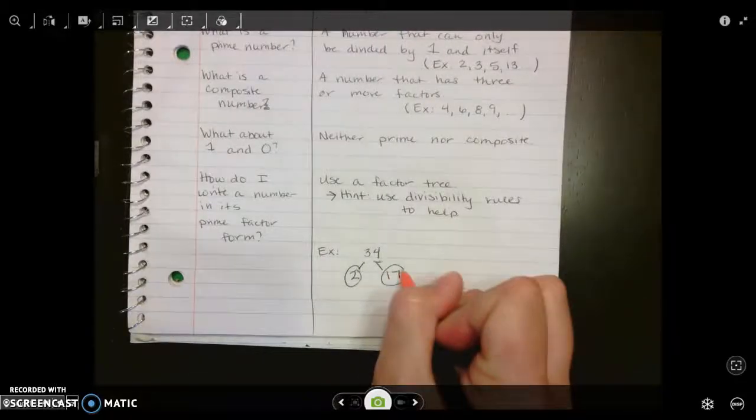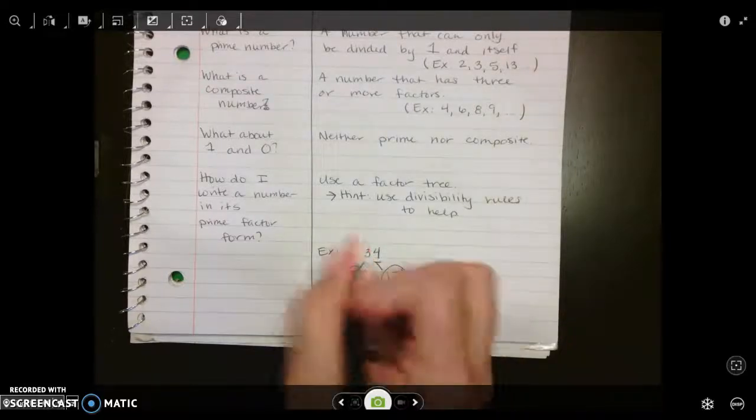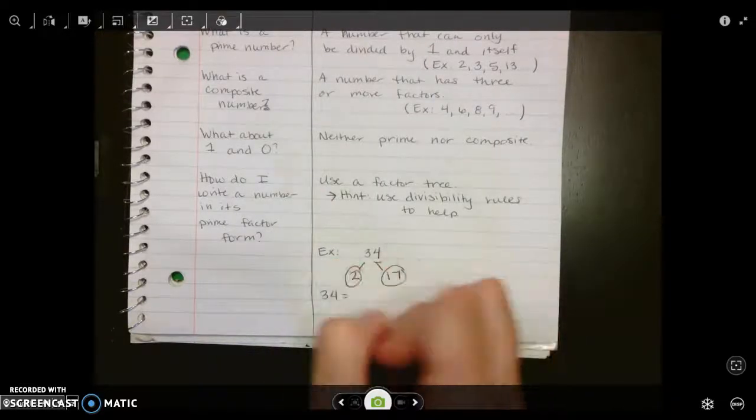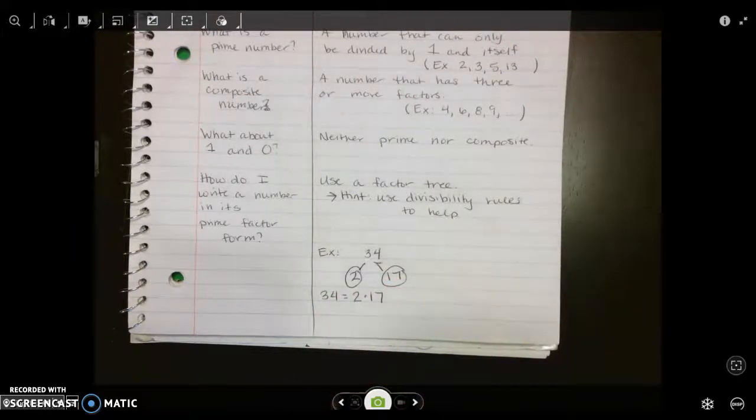What I like to do is circle my prime numbers, because then I'm reminded that I don't need to go any further with those numbers. So we've reached our prime factorization. So the prime factorization of 34 is 2 times 17.